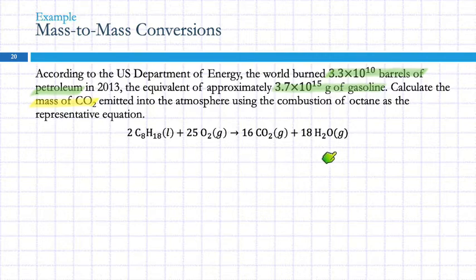So I like to use the balanced chemical equation to take those numbers and organize them. And so I've got gasoline, which we're using for C8H18. And so I'm going to write 3.7 times 10 to the 15 grams of that guy. And then what am I trying to find? The mass of CO2. So under CO2, I'm going to put a question mark. What unit would be easy for mass? Probably the same unit that the other thing was, right? So grams.